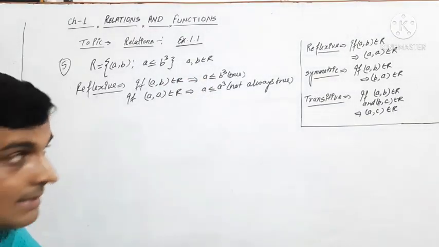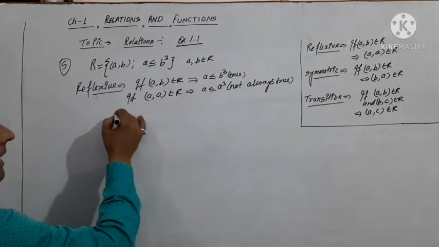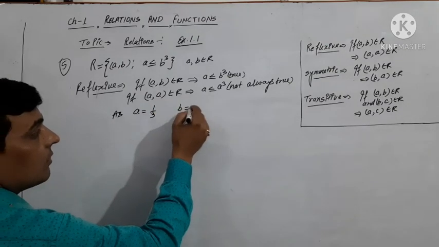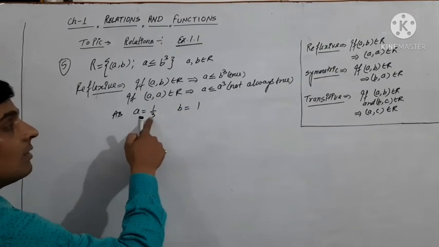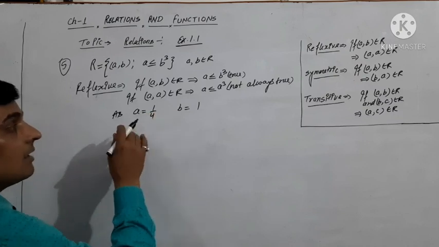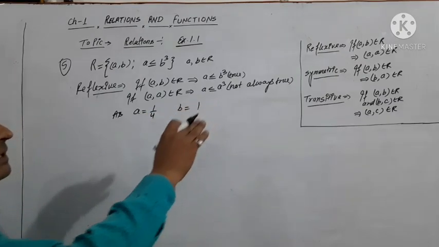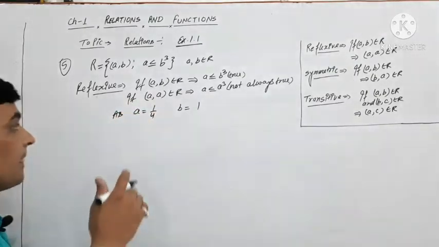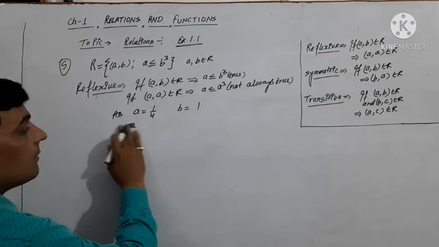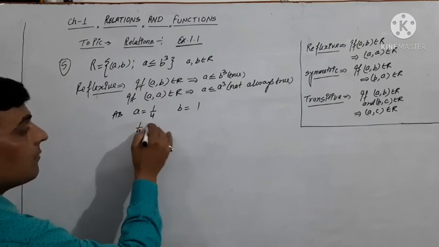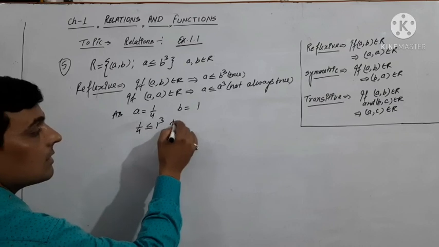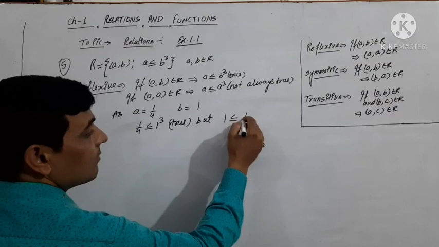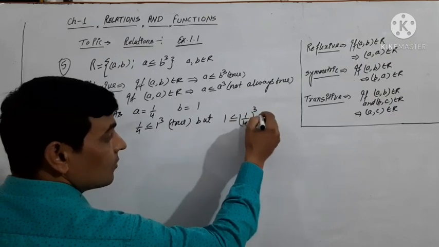There are so many real numbers. What are the real numbers? a equal to 1 by 3 and b equal to 1. We can take a equal to 1 by 4 also, 1 by 5. We have to take a less than b. We can take any real numbers, but a should be less than b. Here a means 1 by 4. 1 by 4 is less than or equal to 1 cube. This is true. But 1 less than or equal to (1 by 4) cube, this is not true.